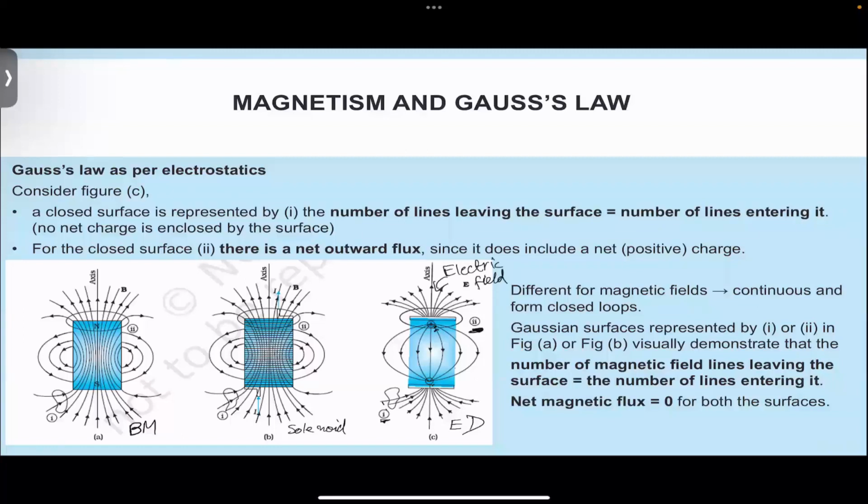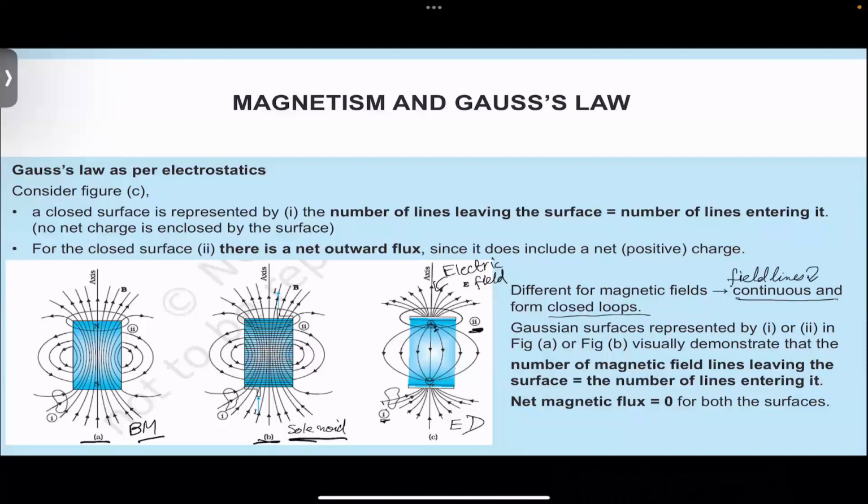But in the case of magnetic fields, where we can consider a bar magnet as well as a solenoid, it is different because the field lines are continuous and they form closed loops. You can see this in figures A and B.